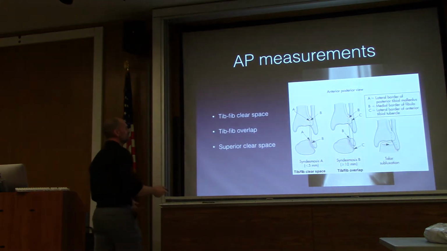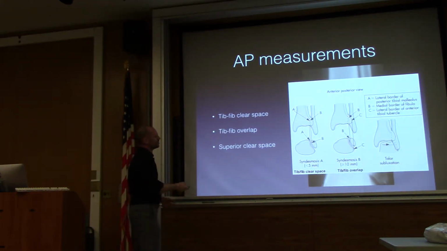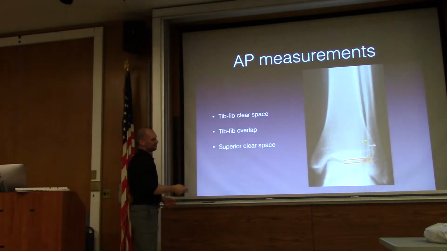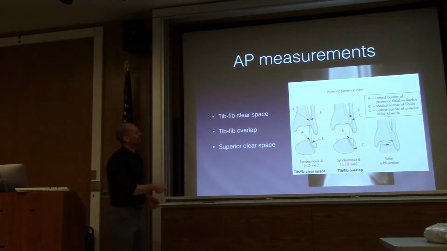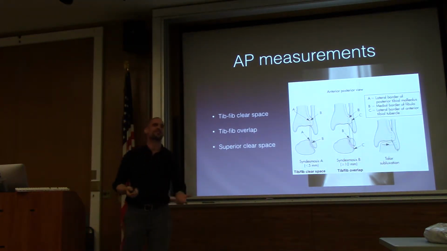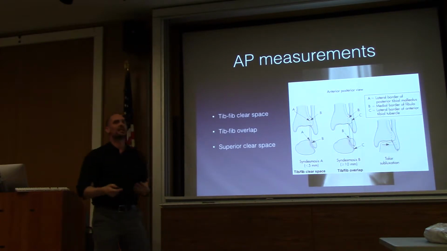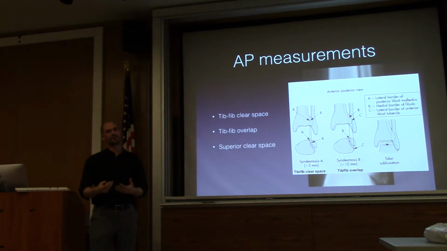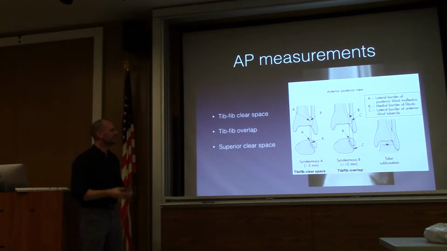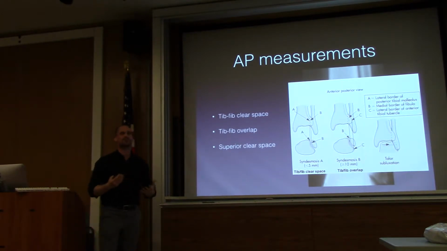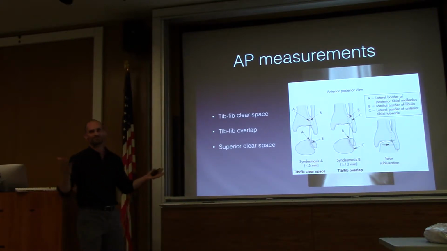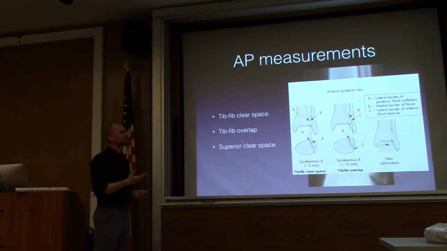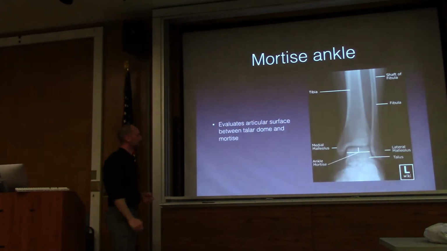Okay, the numbers that you have over here: the tip fib clear space, which you just saw right there, is 5. Tip fib overlap, some people say 10, some people say 6 or 5. But again, the idea is that you're looking for ruptures of the syndesmosis, and that's why you look for these numbers. I want you to understand the purpose of doing this, rather than just randomly trying to remember 5, 10. If you understand the purpose, it'll make a little bit more sense to you.